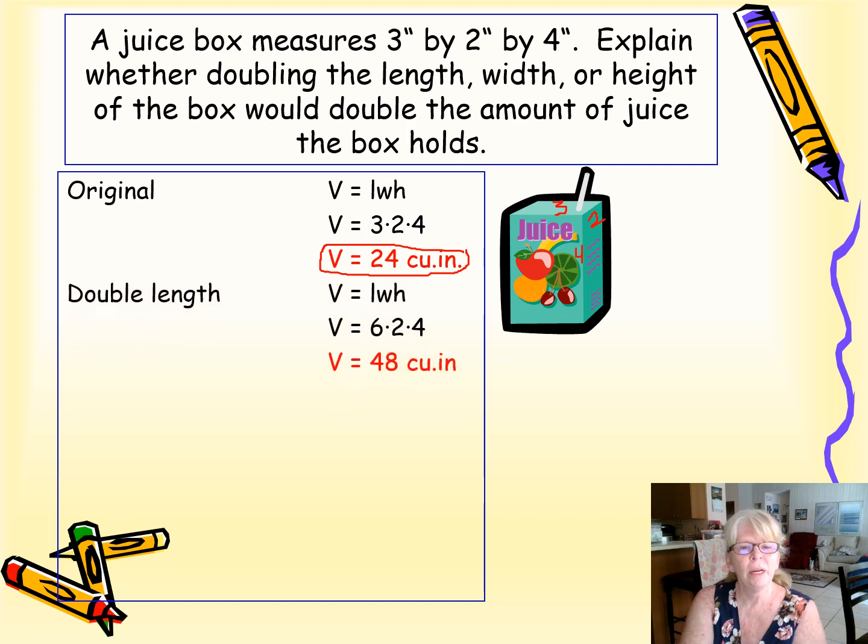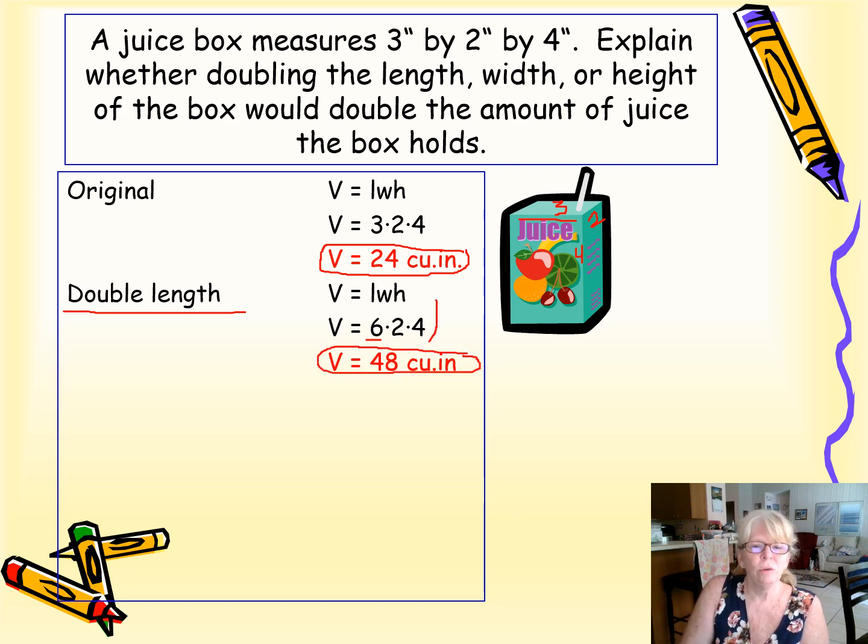If we double the length, which I'm going to call this one, doubling the length is 3 here. So the length is 6. The other 2 stay the same because it only tells us to double the length. Well, when you do that, 6 times 2 times 4 gives us 48 cubic units. So you compare that to the original, which is 24. So it is 2 times greater if you double the length.